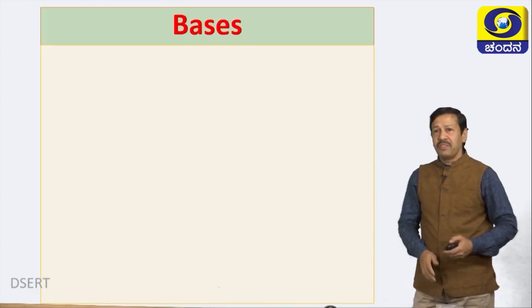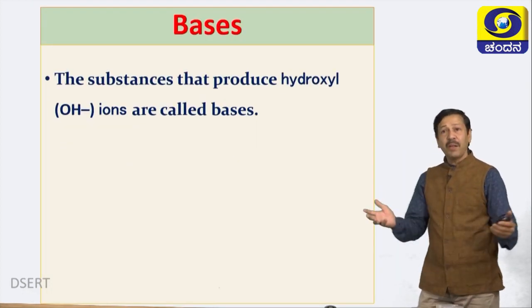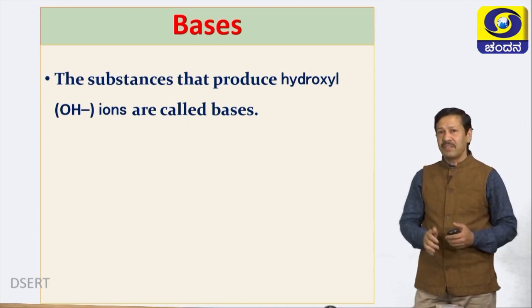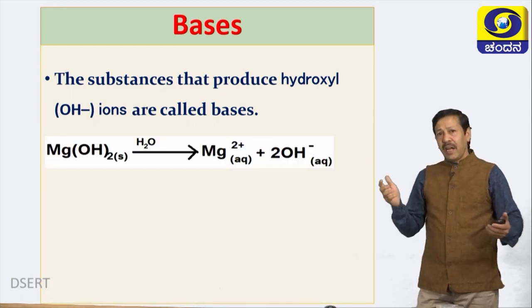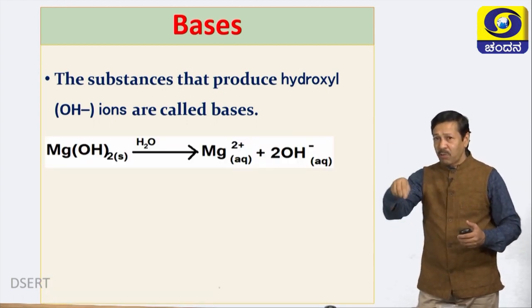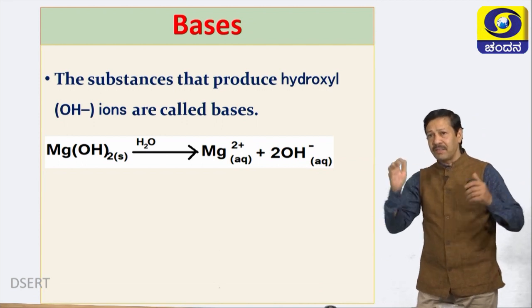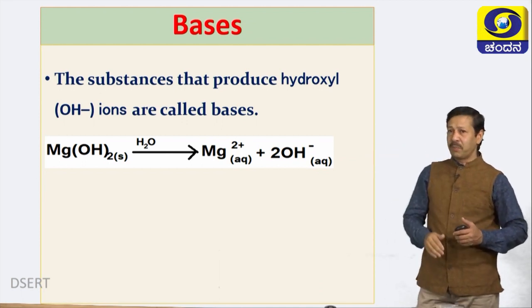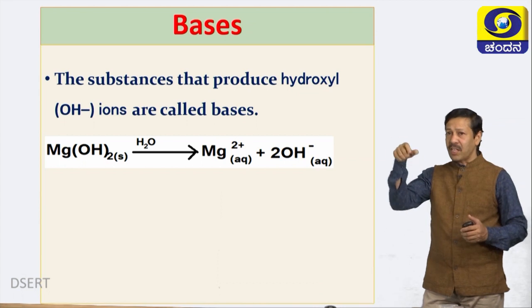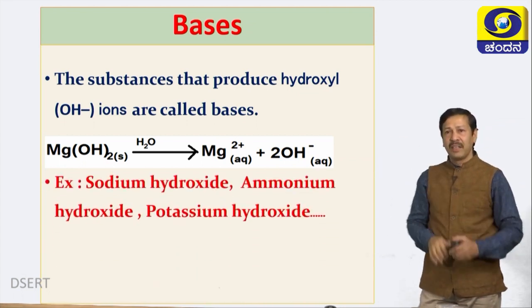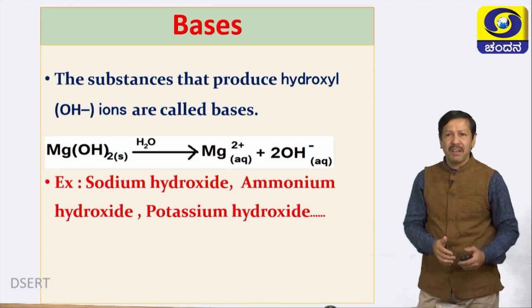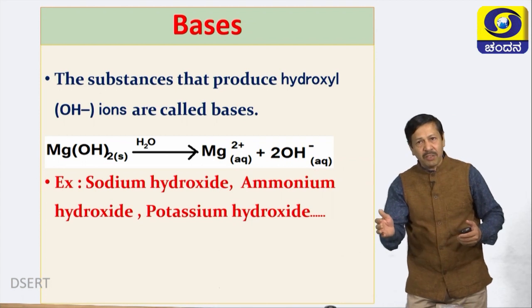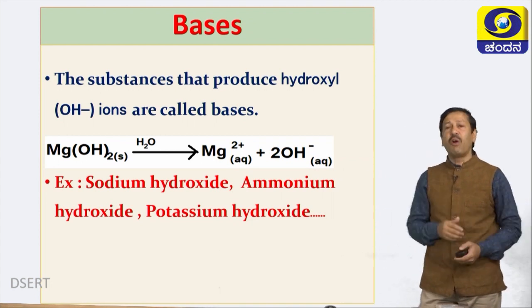Now let us move on to the next slide, that is bases. What are bases? The substances that produce hydroxyl ion OH minus are called bases. Mg(OH)2, when added to water, ionizes, it breaks into Mg2 plus ion plus 2 OH minus ions. OH minus ions are produced, which means that it is a base. Many examples are there: sodium hydroxide, ammonium hydroxide, potassium hydroxide, calcium hydroxide, and so on.